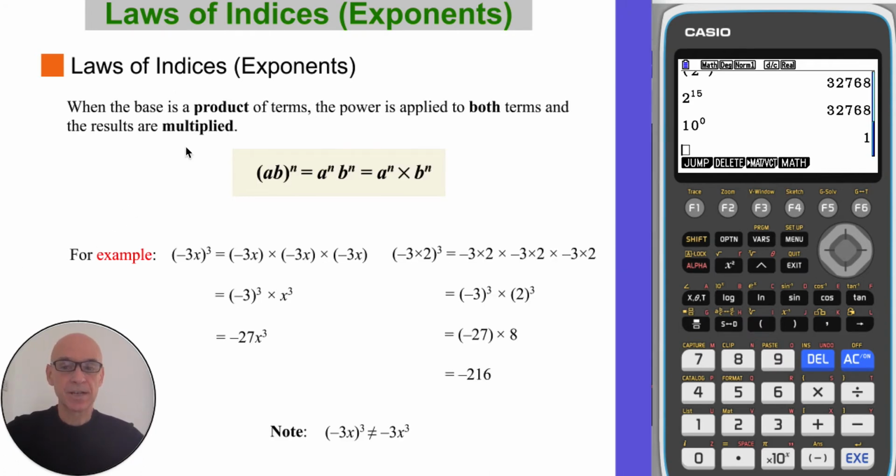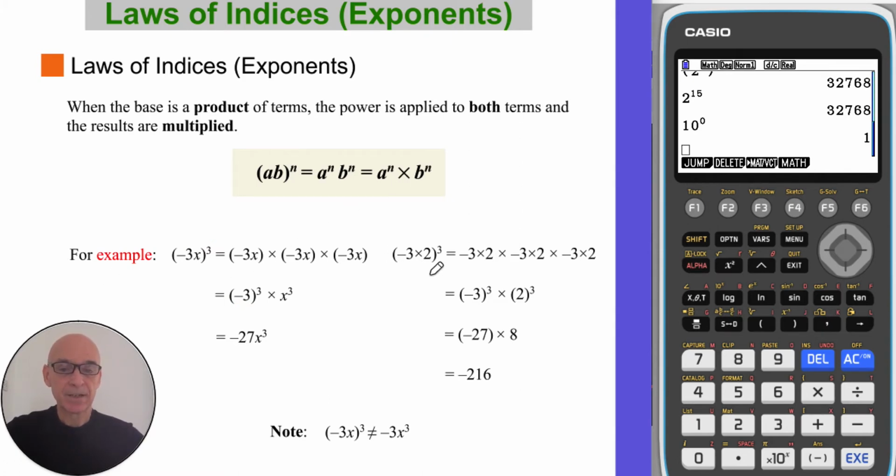The next law states that when the base is a product of terms, a multiplication of terms with a bracket around them, raised to a power, then the power is applied to both terms and the results are then multiplied together. For example, negative 3x is negative 3 multiplying x, and in brackets we have to cube that. So we need to cube the first term, cube the negative 3, and also cube the x, and then multiply the results together, giving negative 27x cubed.